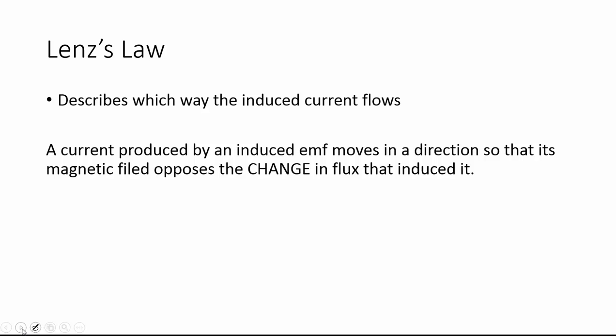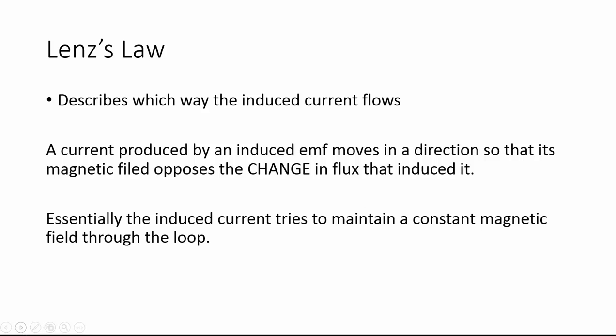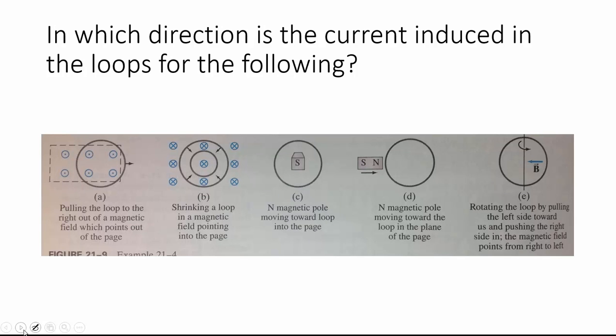But essentially, all it says is the induced current maintains a constant magnetic field, or it tries to. So if the magnetic field decreases, then the induced current will try to increase that magnetic field. If the magnetic field increases, then the induced current is going to try to oppose that magnetic field. And I have an example here to take a look at. So, in which direction is the current induced in the loops for the following scenarios?